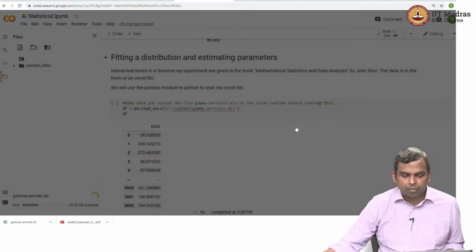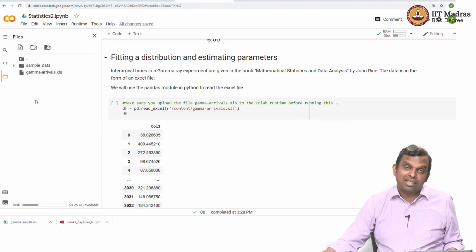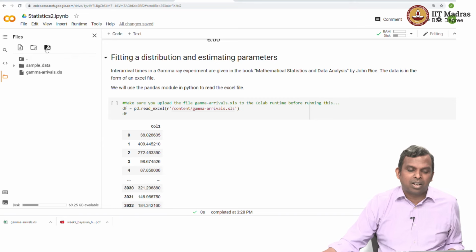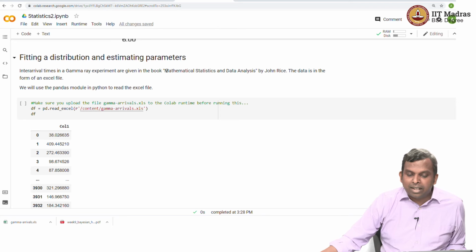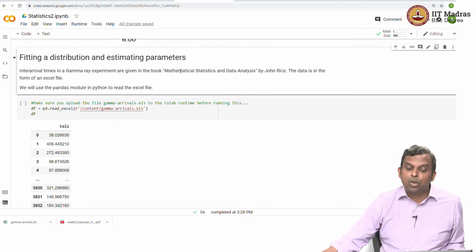Okay. So remember this: every time you restart your Colab, you have to do this, because this disk is just not permanent, or you can put it in your drive and then mount it and do such things also. But anyway, I'm just illustrating it, so I'll keep it like this. This gamma arrivals is a file that I have. I've taken this exercise from the book Mathematical Statistics and Data Analysis by John Rice. I had mentioned this book earlier to you. It's in the form of an Excel file. You can go to the website of this book and download this Excel file also.